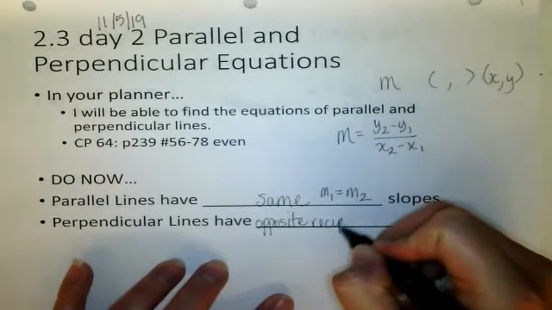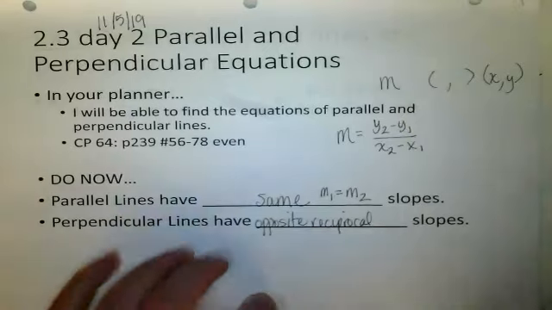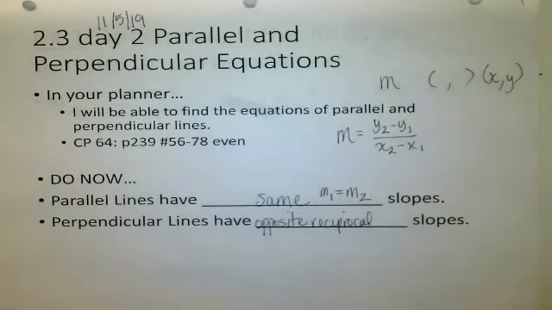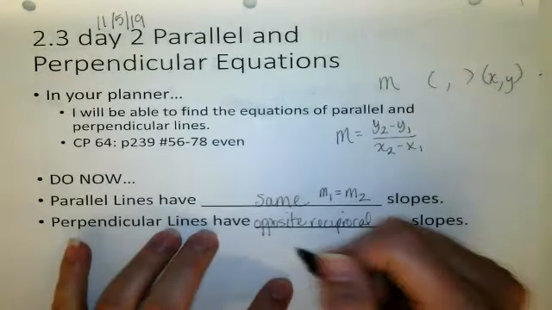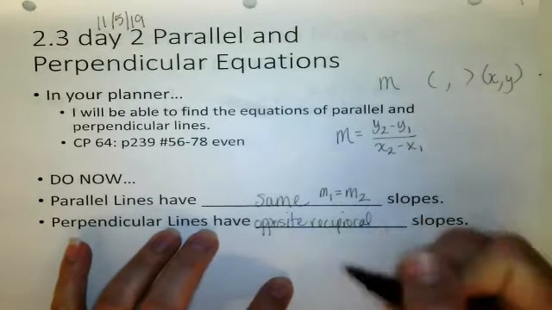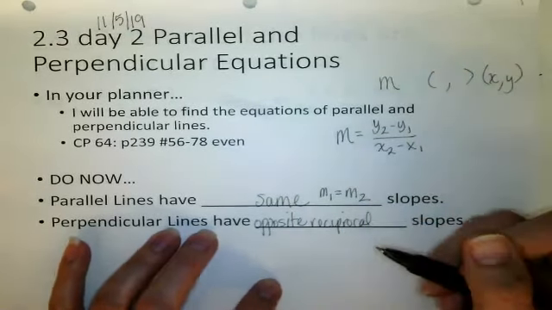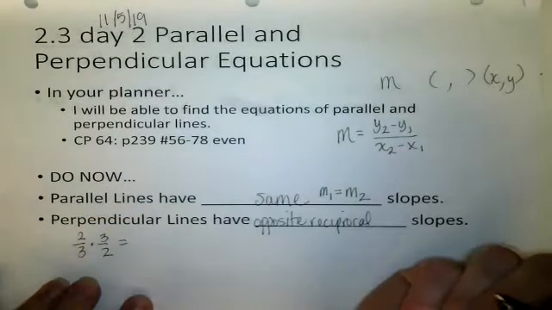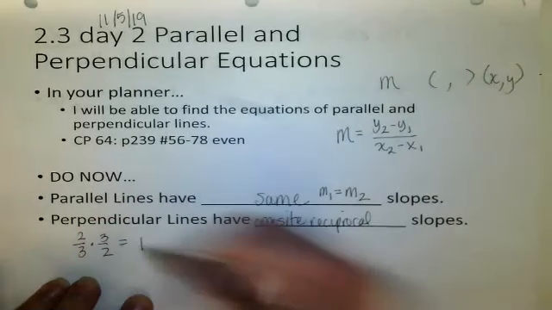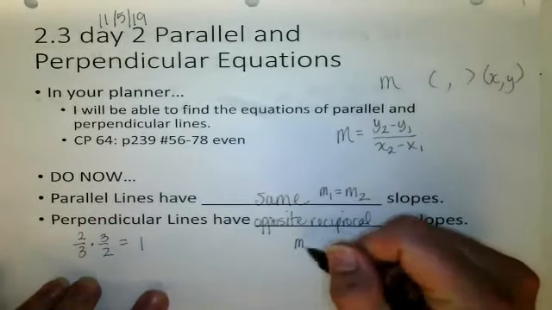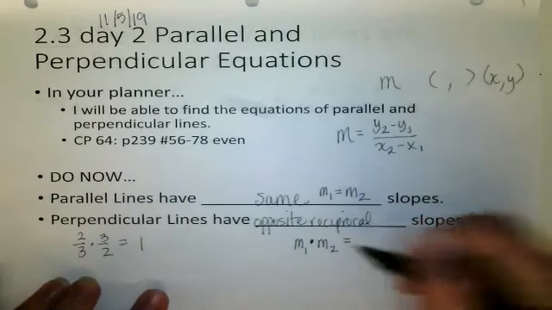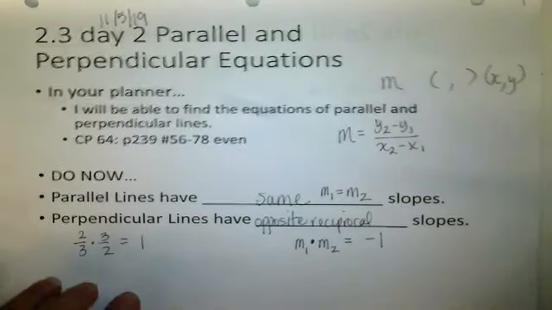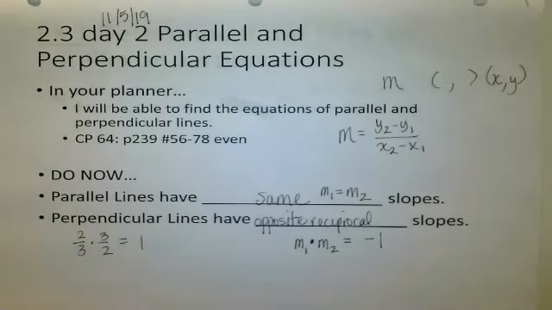Opposite reciprocal slopes. And so opposite refers to change the sign, and then reciprocal flips the fraction. One should be positive, one should be negative, and their fractions are flipped. So the mathematical way to write that, if they were just reciprocals, when you multiply reciprocals like 2/3 times 3/2, what do you end up getting? You get 1. Well, for them to be opposite reciprocals, when you multiply the slopes together, you'll actually get -1, okay, to be opposite reciprocals.